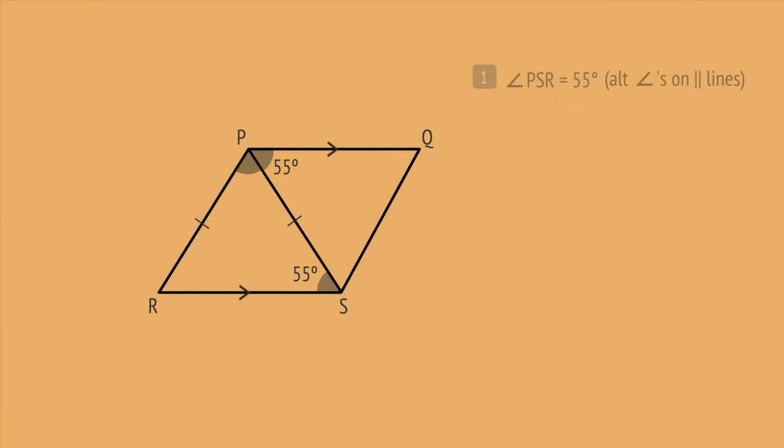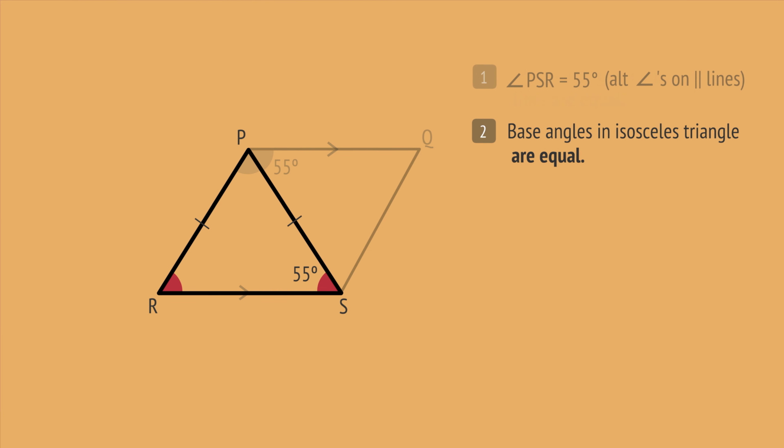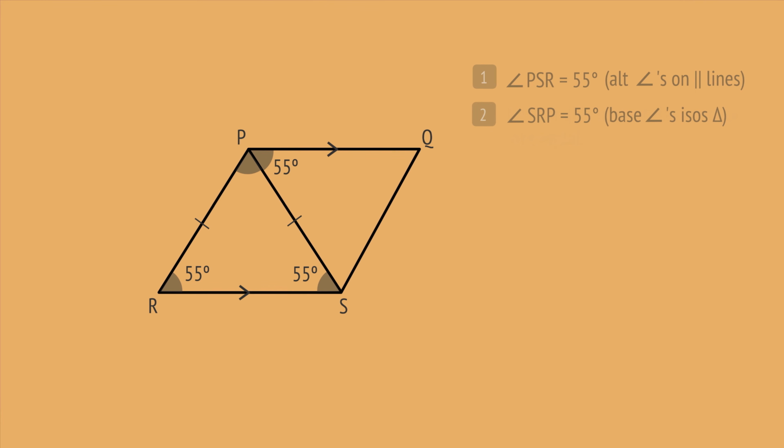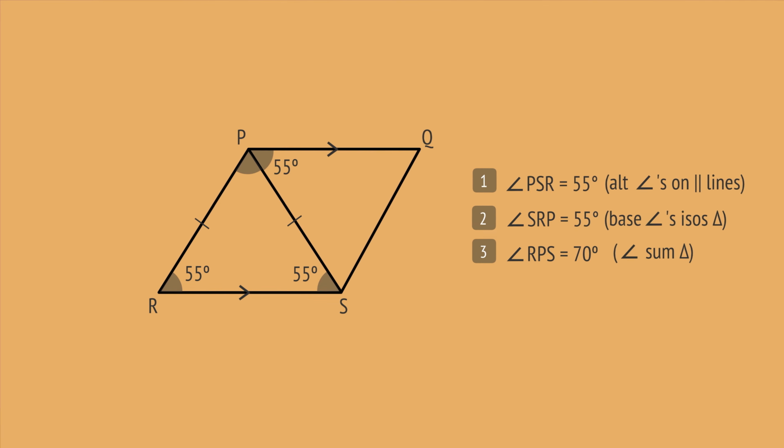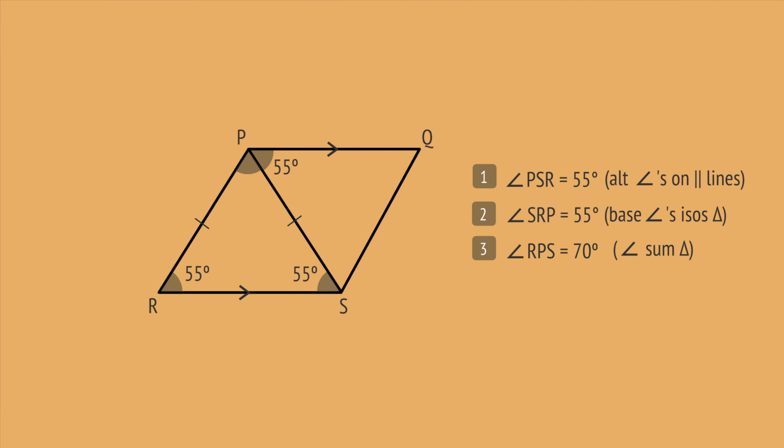With this angle marked on the diagram, we can now focus on this triangle, which, because of the equal length sides, is an isosceles triangle. And the base angles of isosceles triangles are equal, so this angle, SRP, is also 55 degrees. These two base angles add to 110 degrees, so we can use the angle sum of a triangle to work out the third angle. Subtracting 110 from 180 gives angle RPS as 70 degrees. And here's our working with the abbreviated geometric reason used at each step.